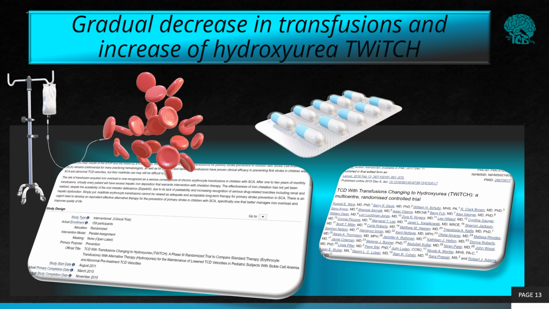Now, despite the compelling reduction in stroke risk, the acceptance of the STOP strategy was limited by concerns of iron overload with chronic transfusions. Thus, hydroxyurea and the Twitch study. Gradual decrease in transfusions and increase in hydroxyurea was proven beneficial.